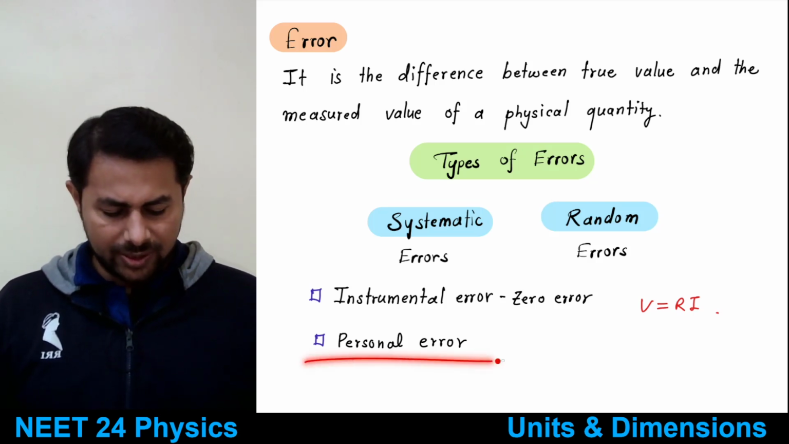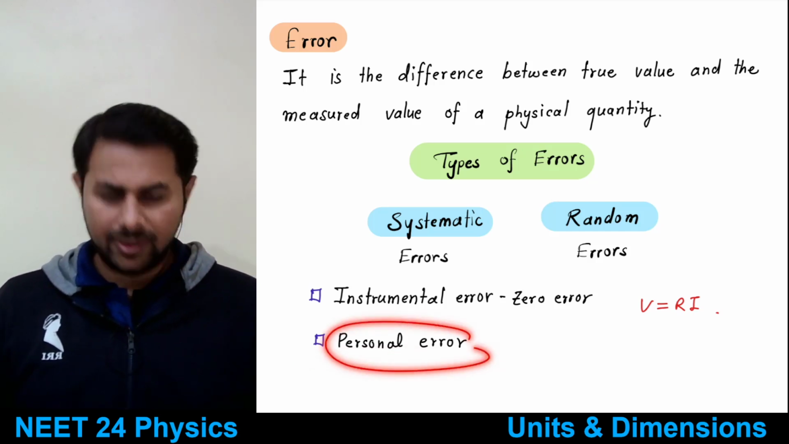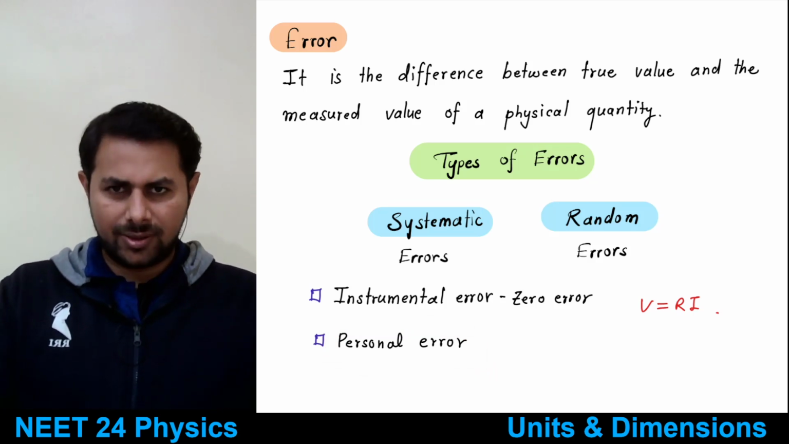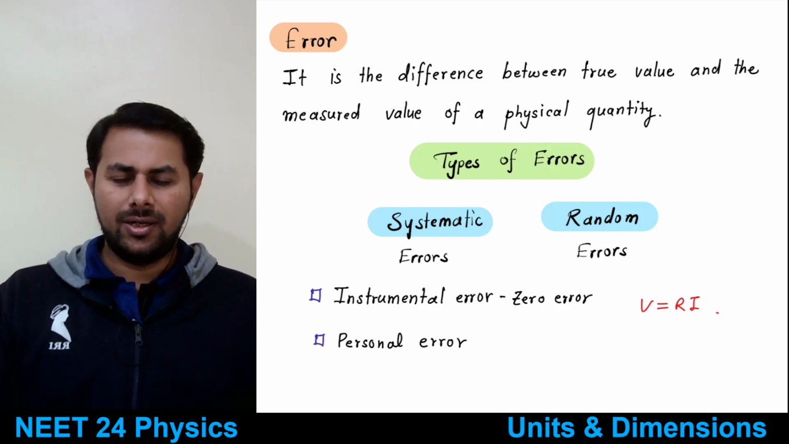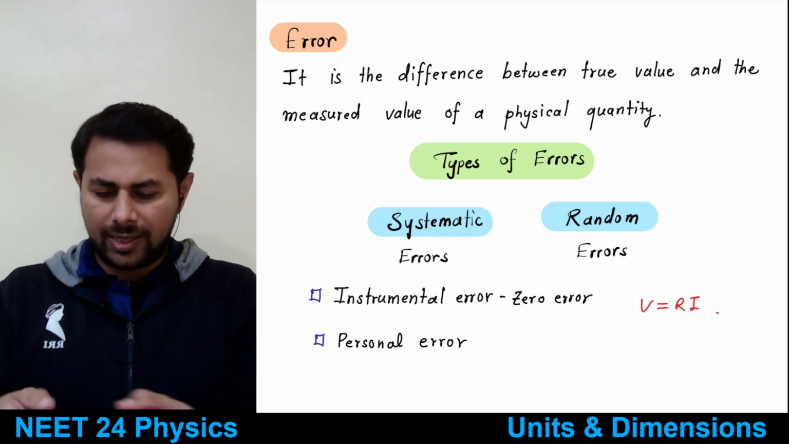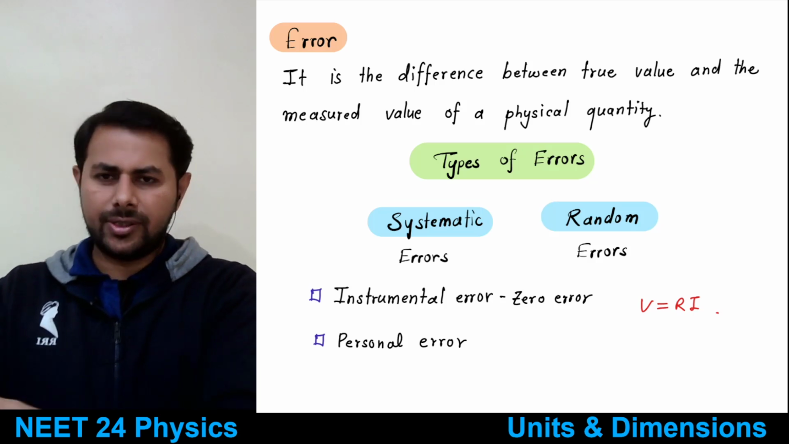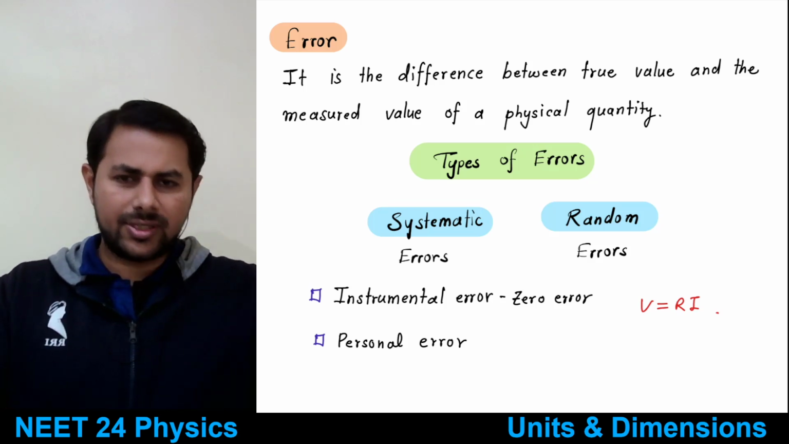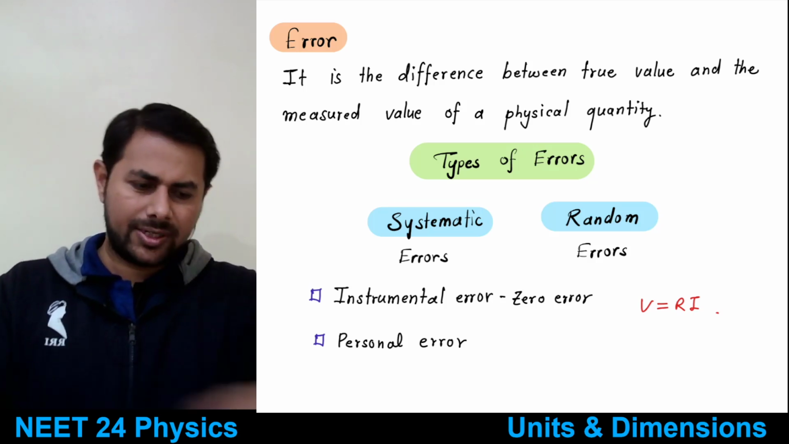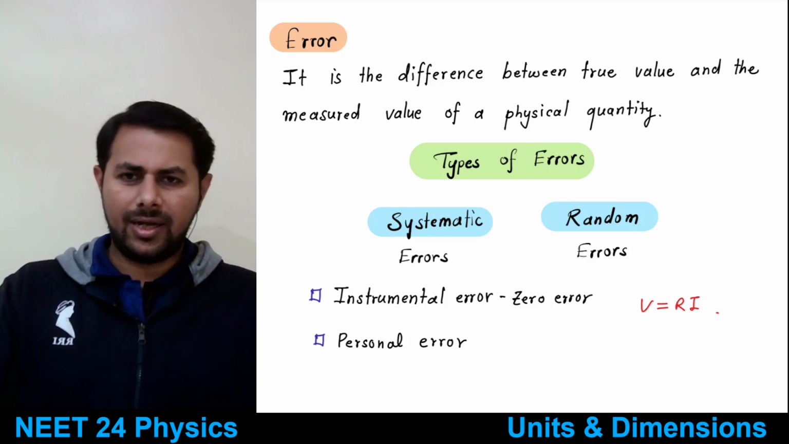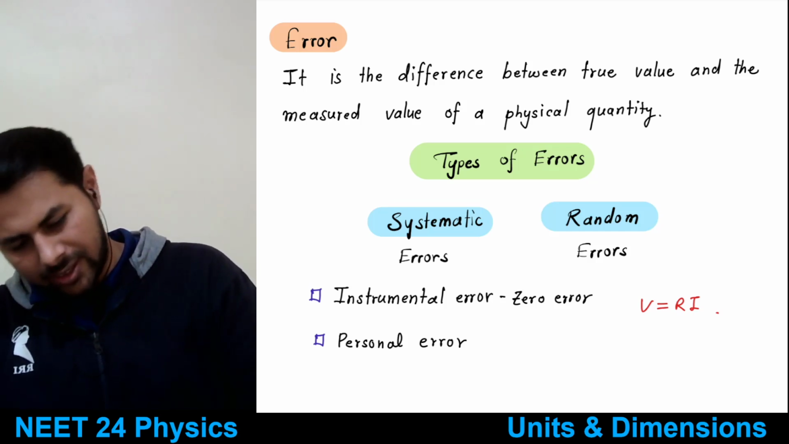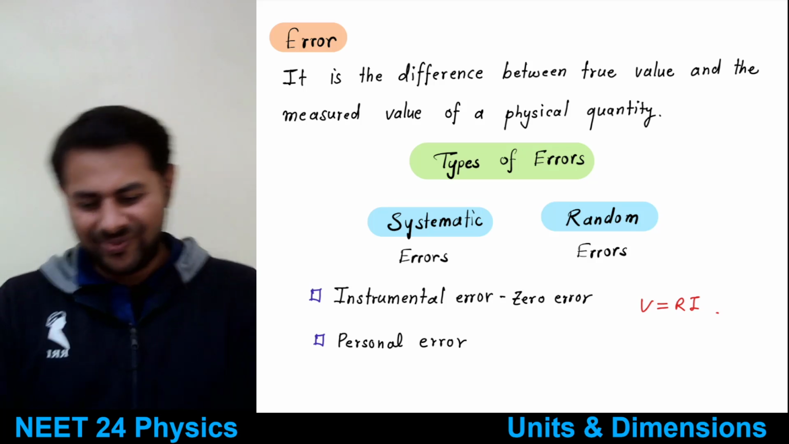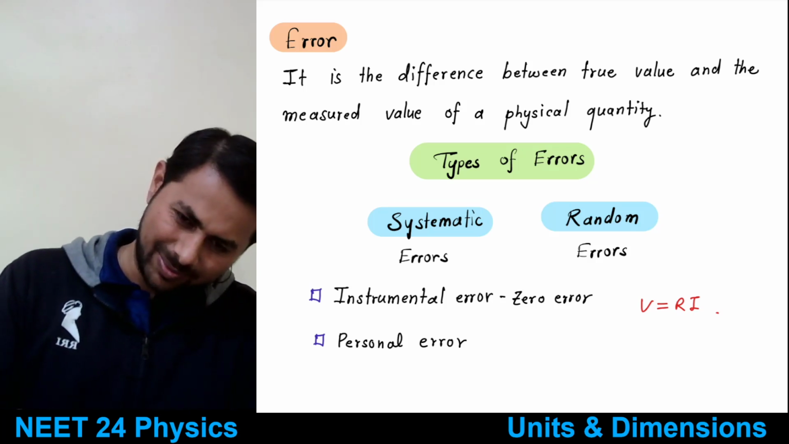Then there is personal error. So what is a personal error? For an example, you want to measure the length of a desk, and you have some scale. Suppose you put the left end of the scale at the left end of the desk, and then you stretch your scale, the rolling scale, till the other end, and you look at it like this. This is a habit. Some people will see from this side, some people will see from that side.